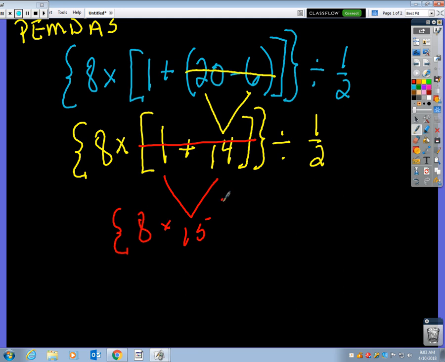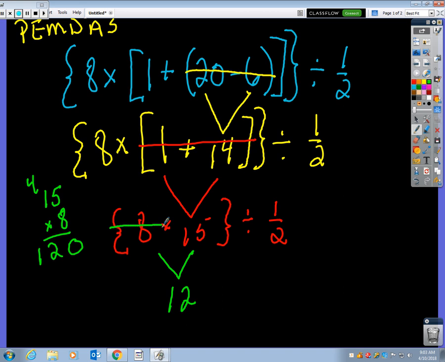8 times 15, all divided by 1/2. Now, obviously, I'm going to work through 8 times 15, sorry. Now, if I don't know this math off the top of my head, I would go over to the side, and I would do 15 times 8. 8 times 5 is 40. 8 times 1 is 8, plus 4 is 12. So 8 times 15 is 120. That means I am done with those, and I bring everything else down.